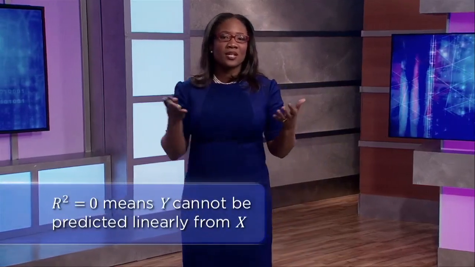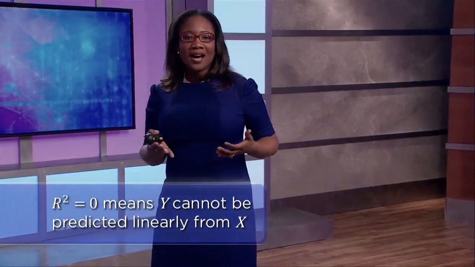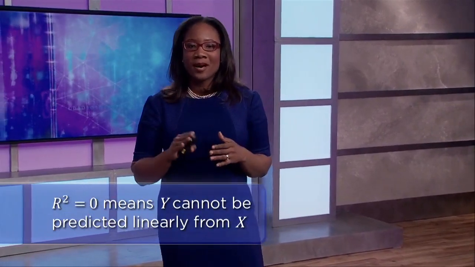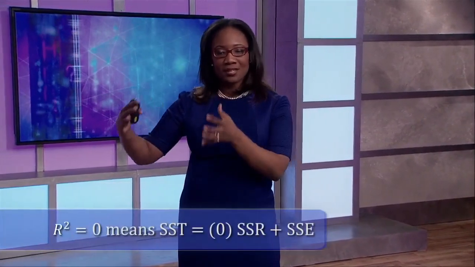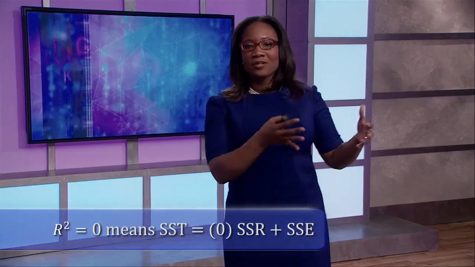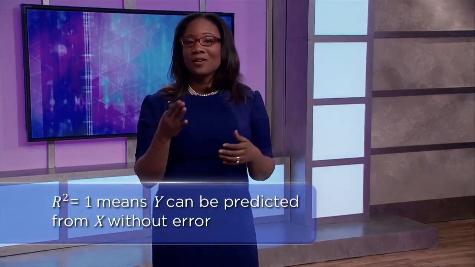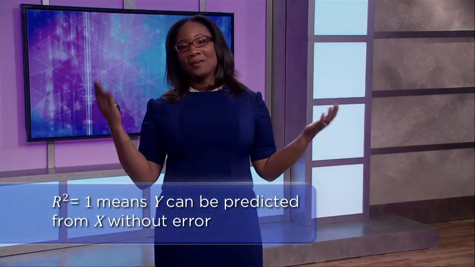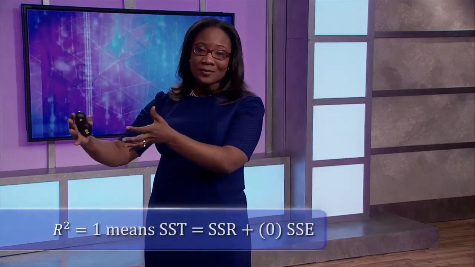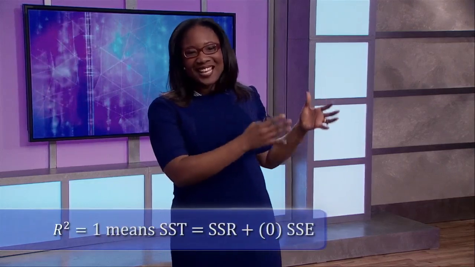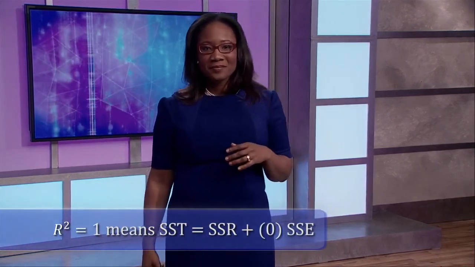So if we've got an r squared of 0, that tells us that y can't be predicted linearly from a model with x. All we have is sum of squares total and sum of squares due to error. The regression sum of squares isn't really accounting for any information. On the other hand, if we get an r squared value of 1, that means that y can be predicted from x without any error, right? All of our total sum of squares is encapsulated in the regression sum of squares.